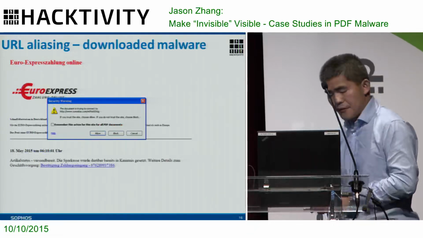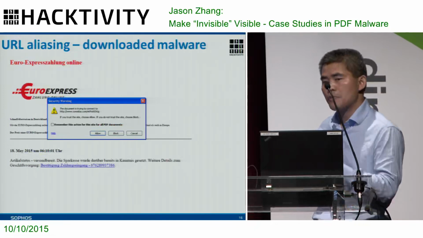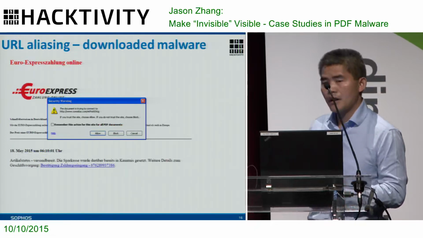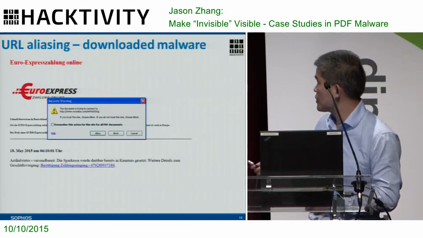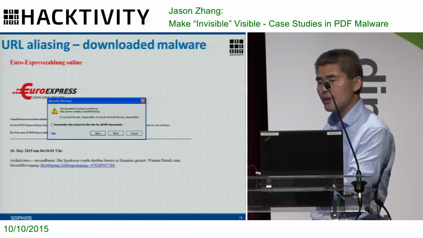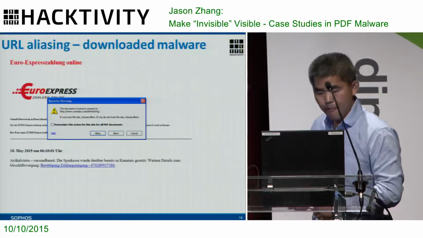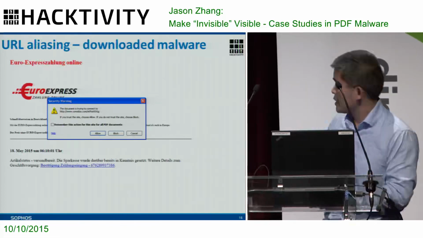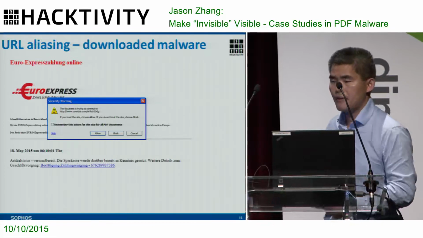So if you click the link, the PDF reader will pop up a warning window asking whether you are going to allow this to proceed or want to block it, and also you have a checkbox asking whether you want it to remember this action, like whitelist or blacklist this link. So if you click allow, it will open the browser and direct you to the website.